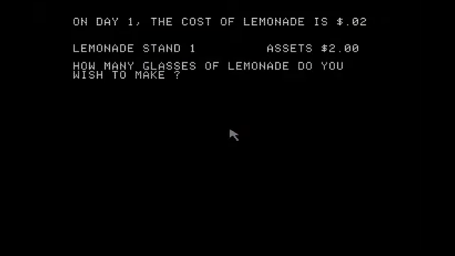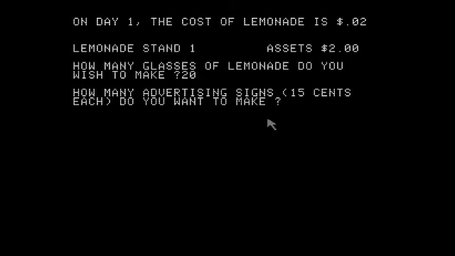Okay, lovely. So it's sunny, which means that people are going to be thirsty, so let's extort those bastards. Cost of lemonade today is 2 cents. Assets $2, so theoretically I could make a whole lot of lemonade, but I don't think I'll sell that much. So let's just play it cautiously, shall we? Let's go with 20. Okay, so 20, that'll cost me 40 cents. How many advertising signs? Let's go with 2. Screw it. Let's make 3. So that's 45 cents. So far I've spent 75 cents.